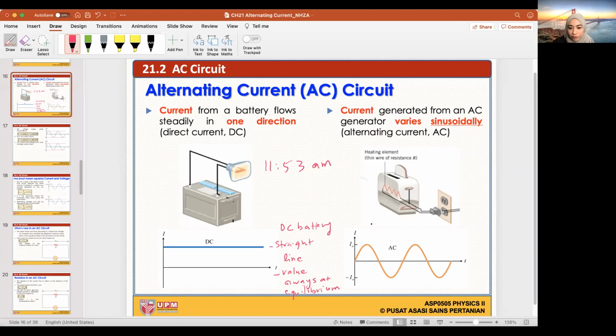So this is if you have an AC battery. So this is your AC current, AC battery.